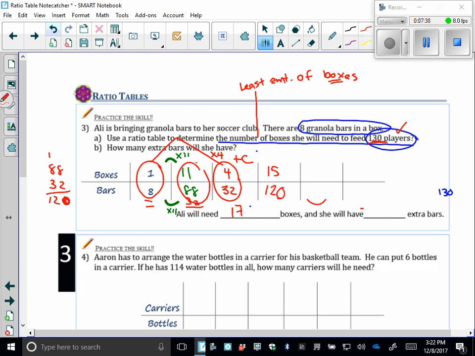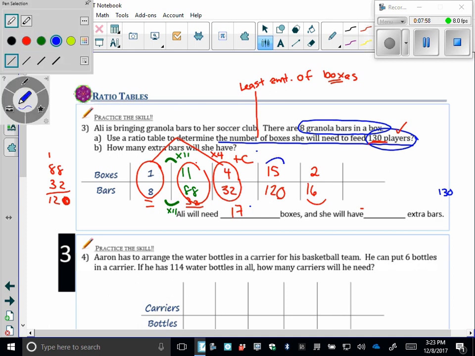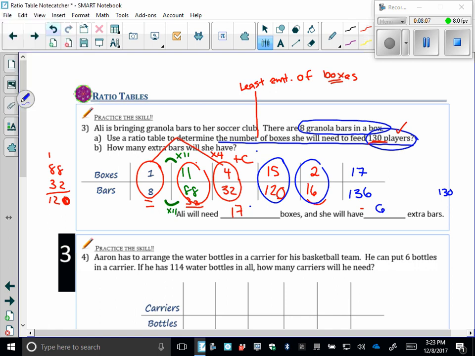So we need a little bit more. And then you could times that column by 2. Yeah, you could make 2 boxes, right? 2 boxes would have how many bars? 8, 16. 16. And then you could add that column. And then you could add this column to this column and get 17 boxes, have 136 bars. So we still need the 17 boxes and we still have 6 left over. A little more efficient. Does that make sense?